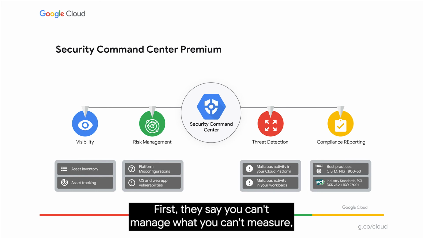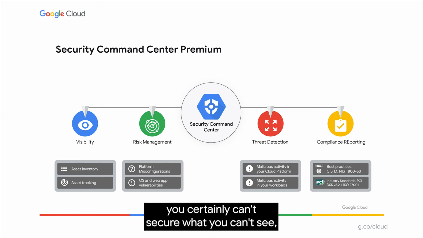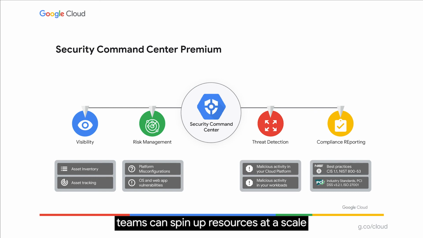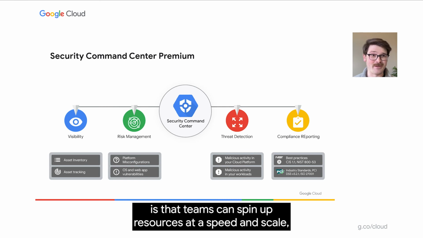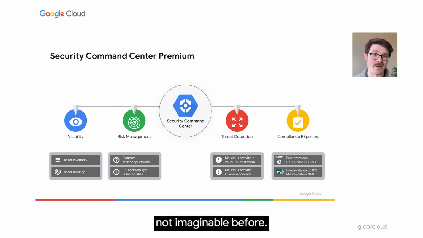First, they say you can't manage what you can't measure. You certainly can't secure what you can't see. And so to that end, the first pillar of value and really the foundation for all of Command Center is our asset visibility. One of the beautiful things about cloud is that teams can spin up resources at a scale and speed unimaginable before. One of the scary things about cloud is that teams can spin up resources at a speed and scale not imaginable before.